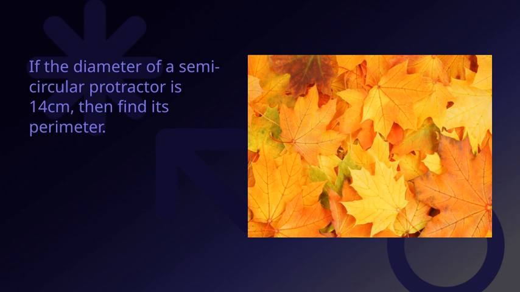Finally, to get the total perimeter of the semicircular protractor, we'll add the straight edge, which is the diameter, to this curved length. This approach allows us to connect the concepts of diameter, radius, circumference, and perimeter all together. Now, let's proceed step by step with the calculations to find the perimeter.